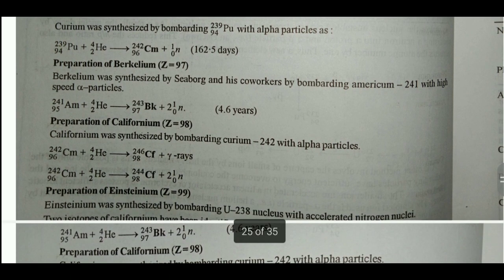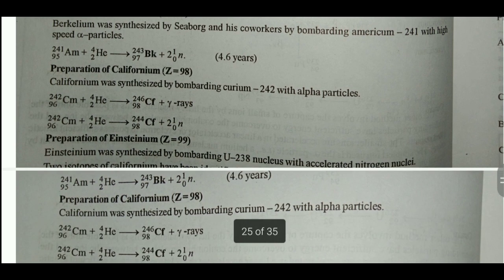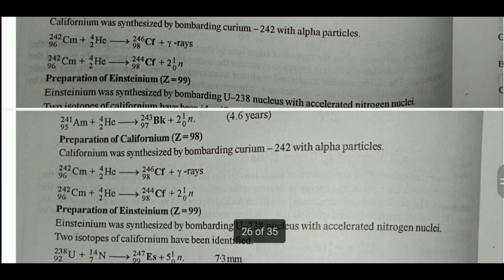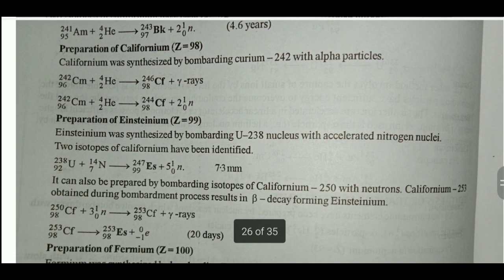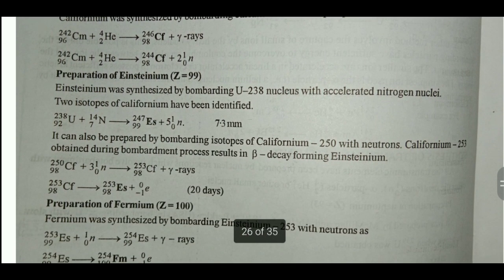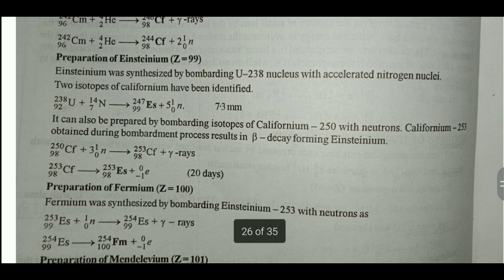Preparation of berkelium. Berkelium was synthesized by Seaborg and his co-workers by bombarding americium-241 with high-speed alpha particles. Preparation of californium. Californium was synthesized by bombarding curium-242 with alpha particles. Preparation of einsteinium. Einsteinium was synthesized by bombarding uranium-238 nucleus with accelerated nitrogen nuclei.